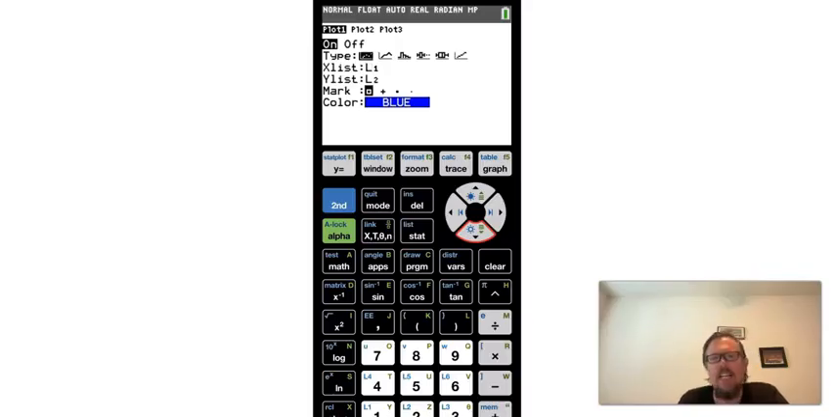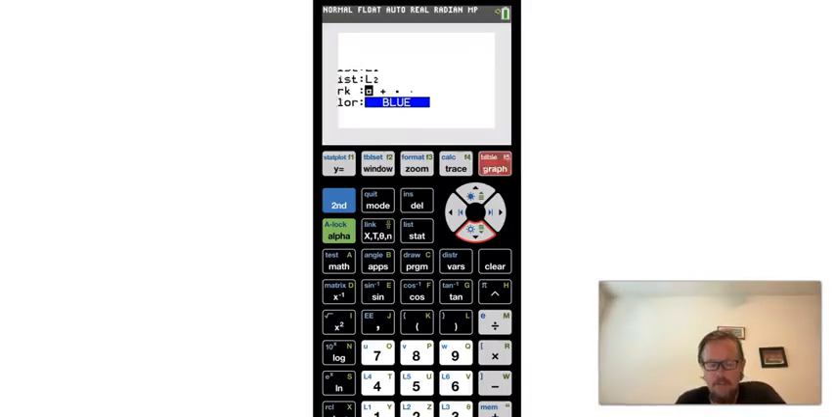And then by default, it has the X list is L1 and the Y list is L2. Remember, I put the X values into L1 and the Y values into L2. You can change the mark. That means, like, what do you want the dots to look like? So if instead of squares, you want to do a plus or something, that's fine, it doesn't matter. I'm just going to leave it as the default square. Now I'm going to press graph.